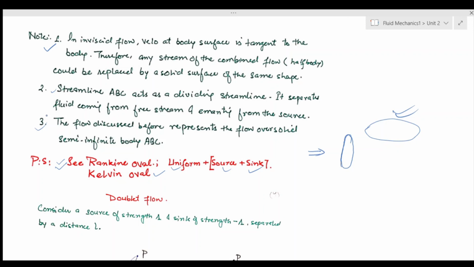Or if I want a shape which is like a submarine, a ship shape, something similar to that, an oval shape like this, that can also be done by using a combination of uniform flow and source and sink flow. That can be done, and that's the whole beauty of this.